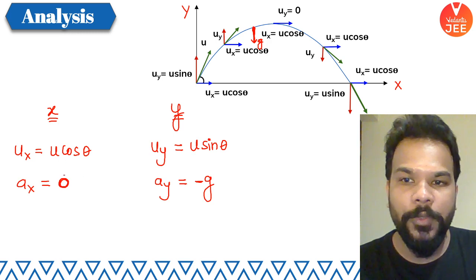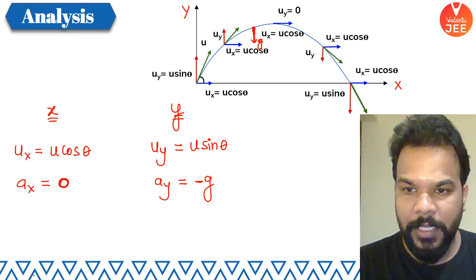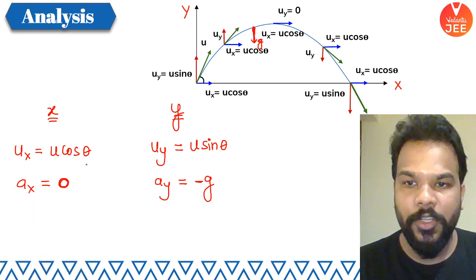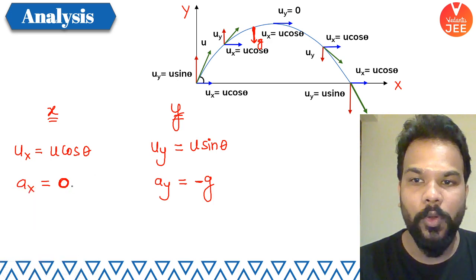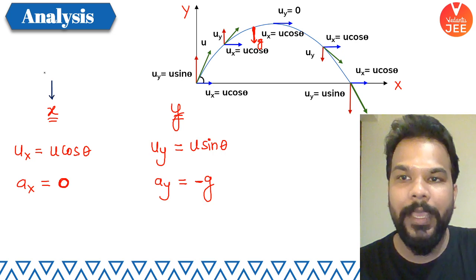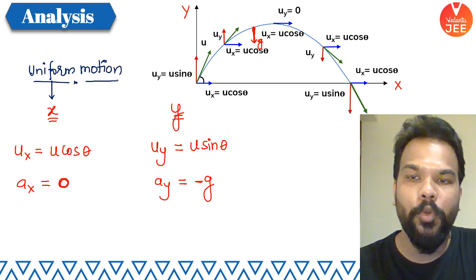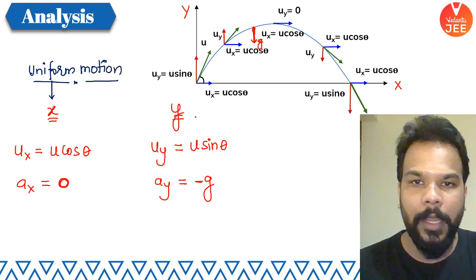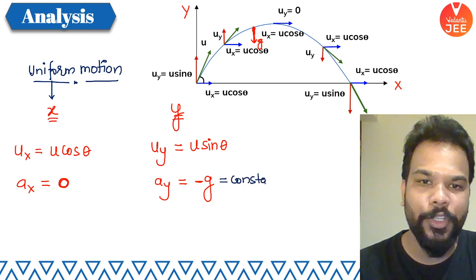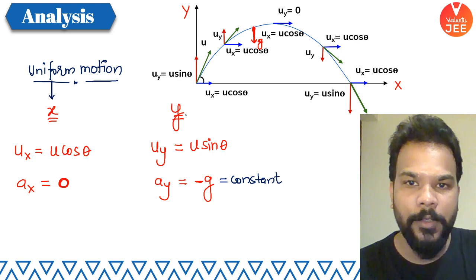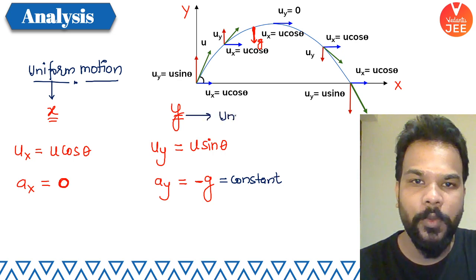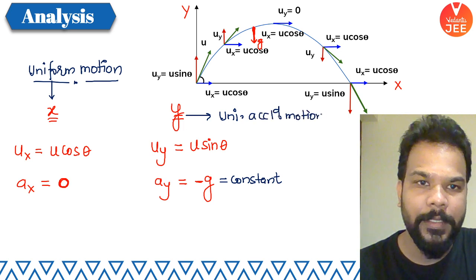Okay guys, if you see very closely, along the x direction the acceleration is 0. So you can say that the motion along the x direction is going to be uniform motion. The body is going to cover horizontal motion uniformly. And if you look at vertical motion, you can see that the vertical acceleration is non-zero but constant. So we can say that vertical motion is going to be uniformly accelerated motion.